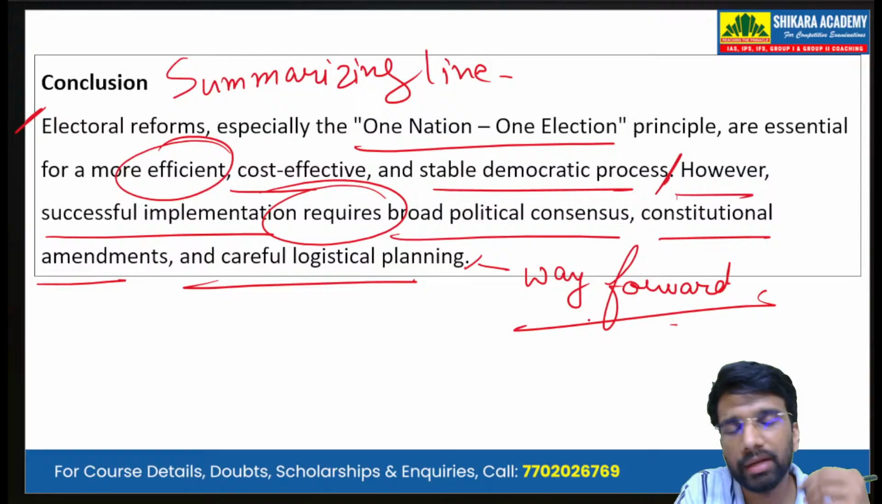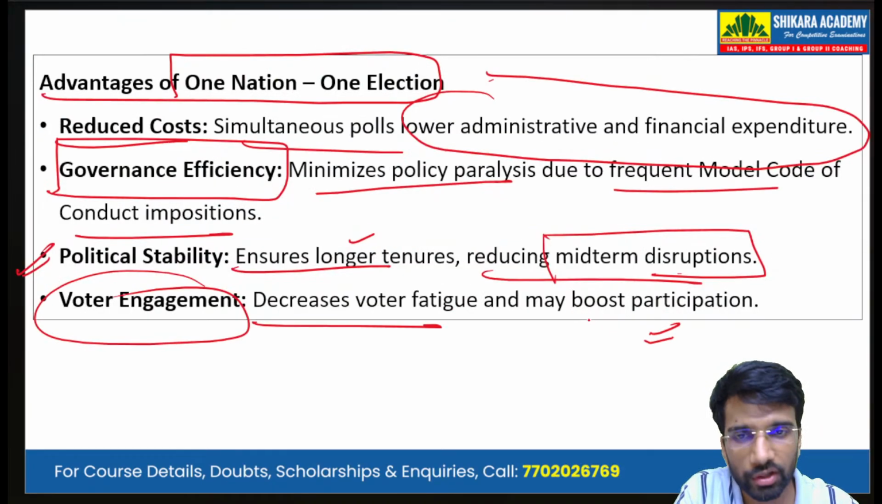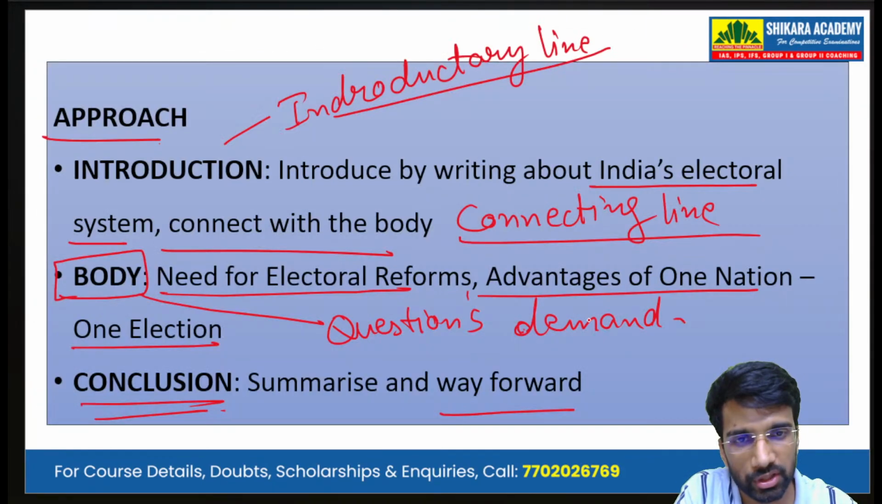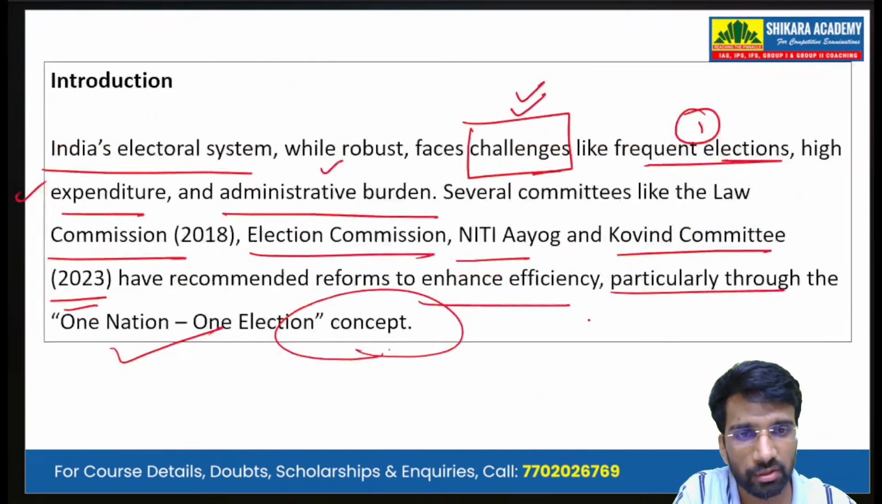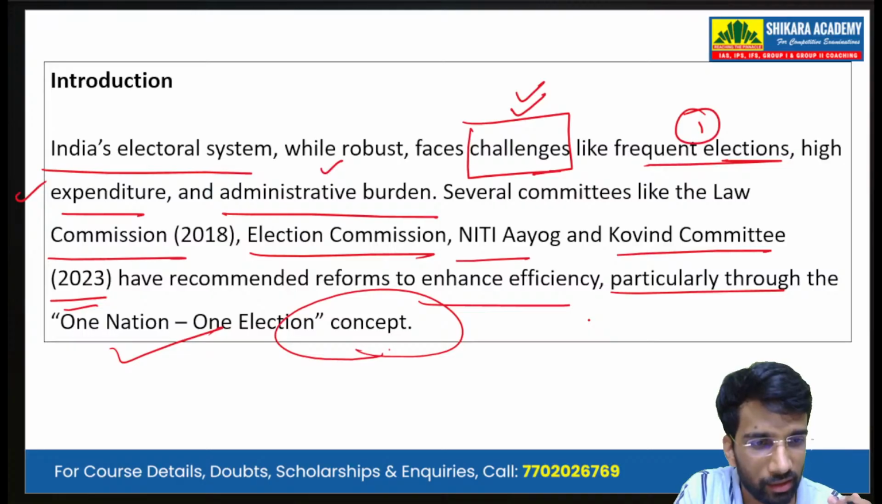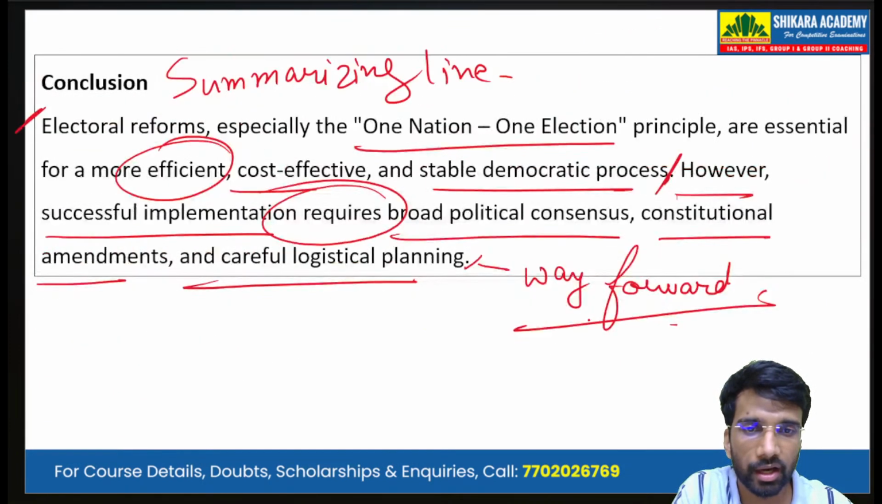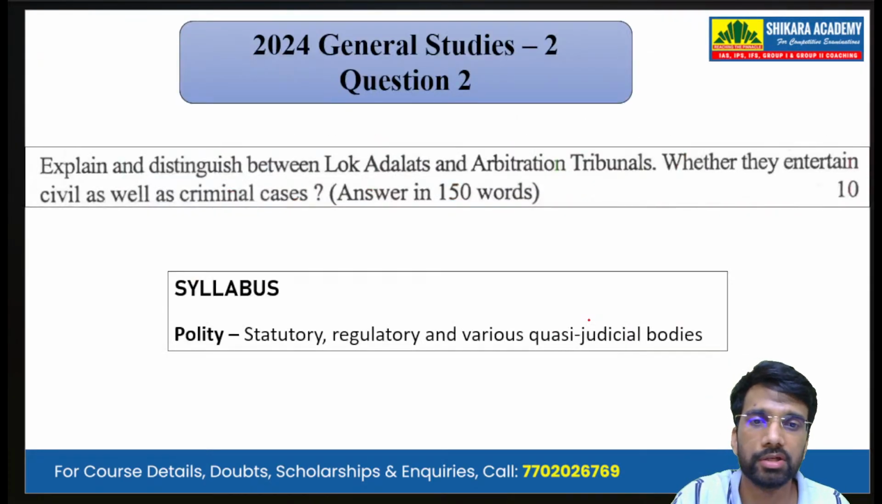So this is how a balanced answer should be, covering all the things that are asked in the question, along with a proper, systematic introduction, having the introductory line and the connecting line, and a conclusion, having a summarizing line and a forward-looking line. So moving on to the next question.